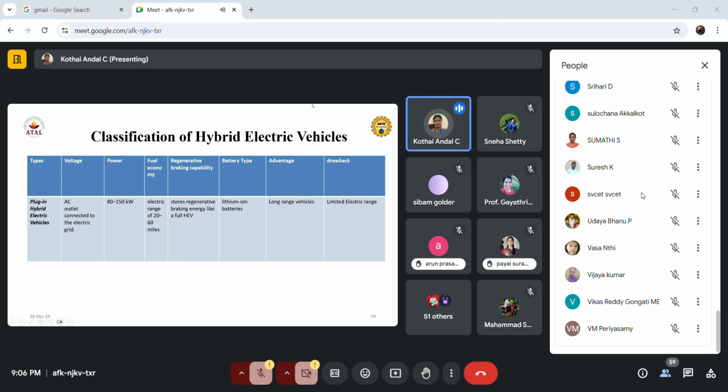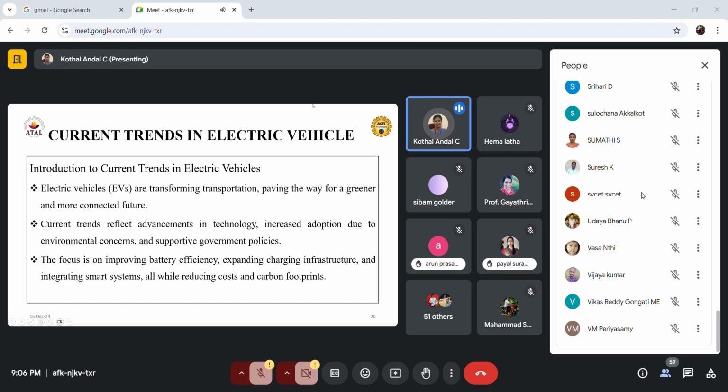So the complete classification is over. If you have any doubts, you can ask. Otherwise, I will go to the next title, that is, the current trends. I think you are clear on the major classification. These are the major classifications of EV vehicles.